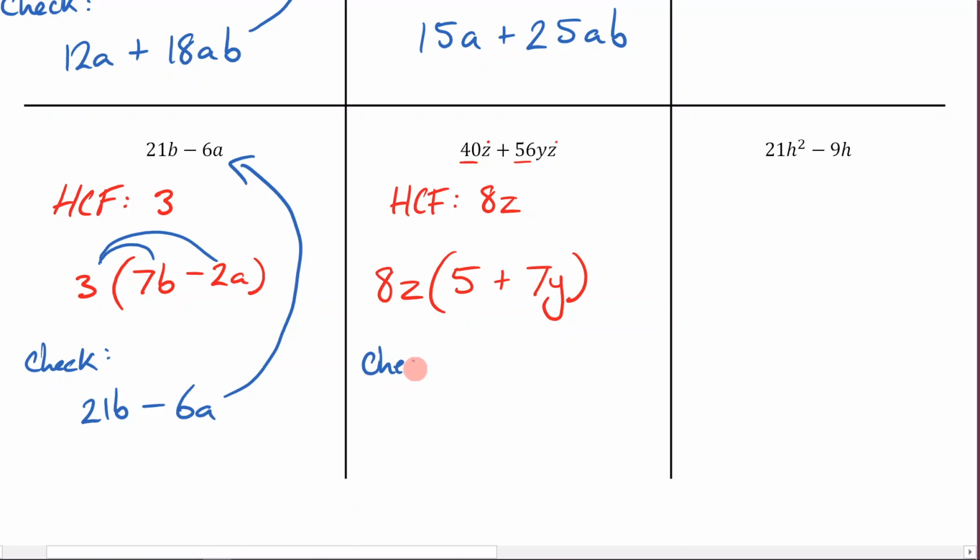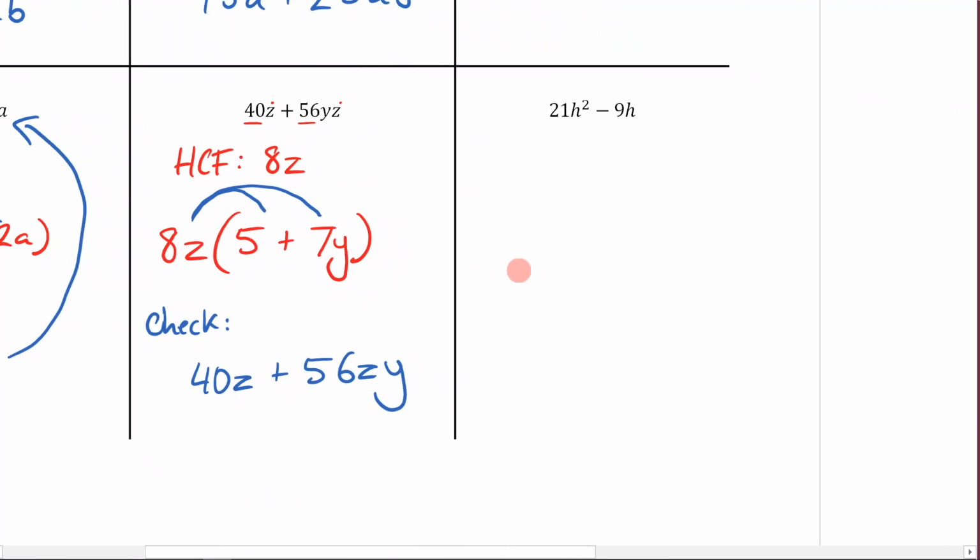Check. 8z multiplied by 5 is going to give me 40z. 8z multiplied by 7 is going to give me plus 56zy. We have done it correctly. Our very last one. Hooray.